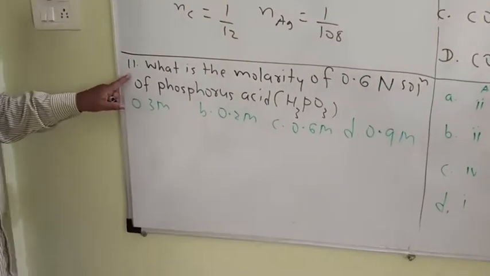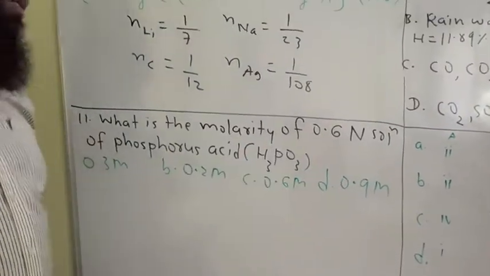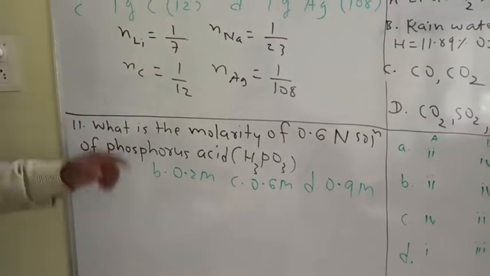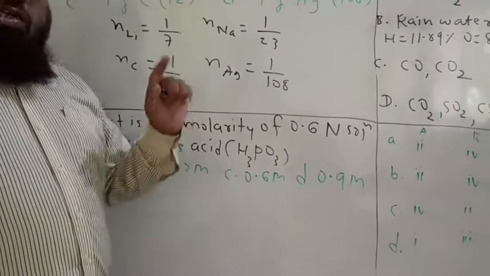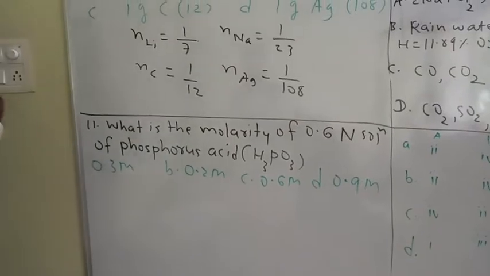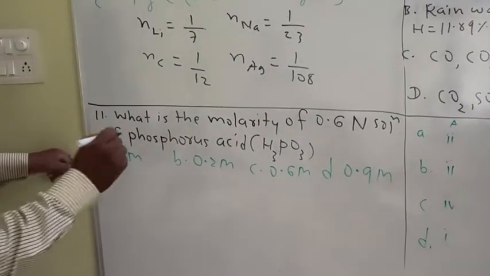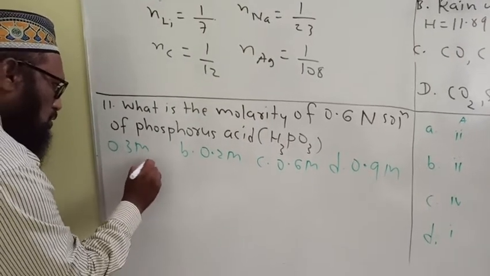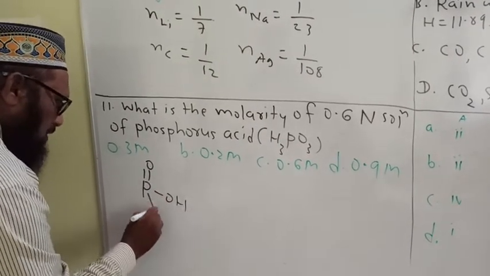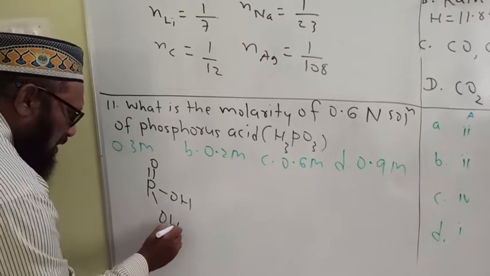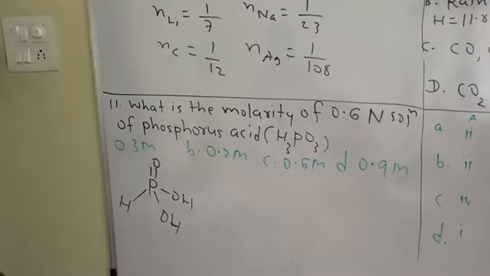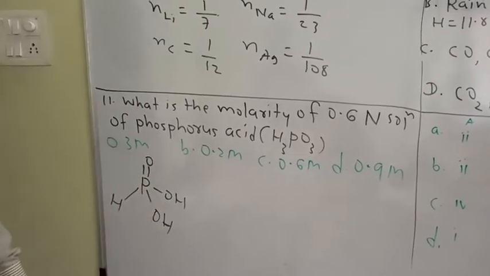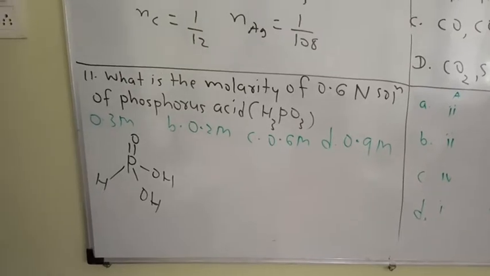Question number 11. What is the molarity of 0.6 normal solution of phosphorus acid, H3PO3? Then we have to draw the structure of phosphorus acid. First one, H3PO3. This is the structure of phosphorus acid: OH, OH, H. Now look here, H3PO3. This is the structural formula of phosphorus acid.